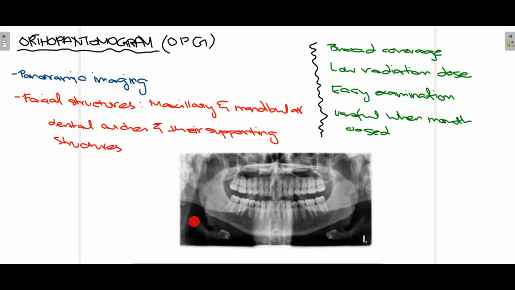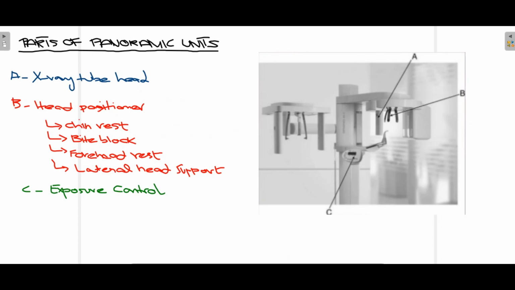OPG is generated. Now moving on to the machine that generates the OPG, and we'll talk about it very briefly. There are basically three parts to this OPG machine. Firstly, you can see this marked A is the X-ray tube head. Through here the X-rays are generated and the OPG is made on the film.